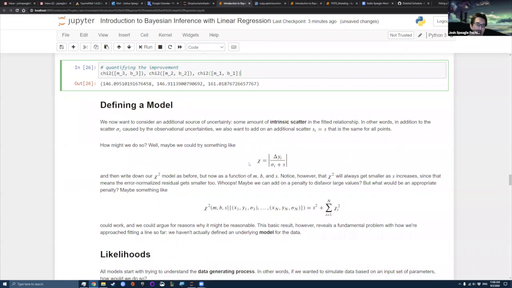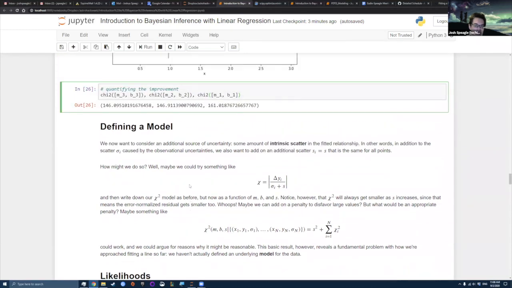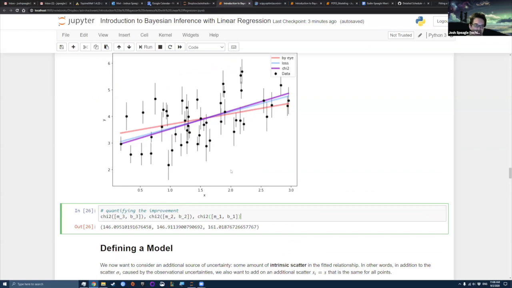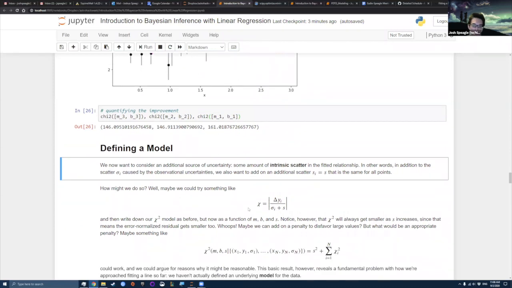So at this point, we're at the part where we're going to transition into doing actual inference for the final section of the notebook. Up to now, we've mostly just been fitting things. We defined this chi-square, but I would say all of these are kind of ad hoc. And so what I want to do now is make our model a little bit more complicated, which is to say we're not just going to fit a line.